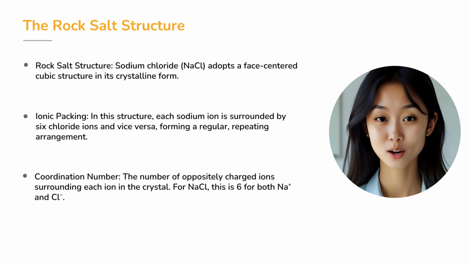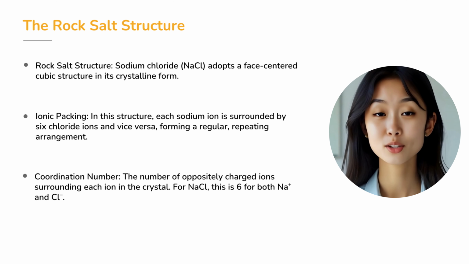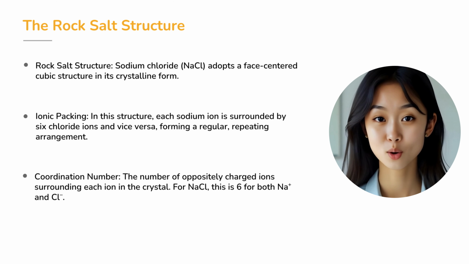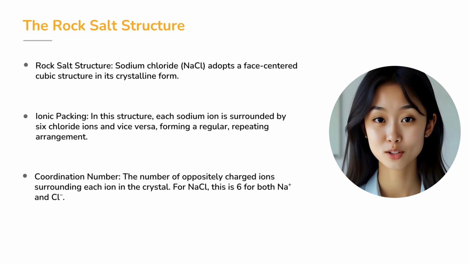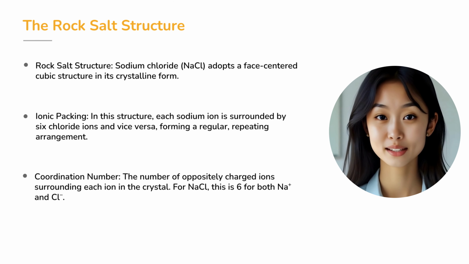Ever wondered what an ionic crystal looks like? Picture this. In sodium chloride, NaCl, the ions are arranged in a neat repeating pattern. This pattern is called the rock-salt structure. Sodium ions and chloride ions alternate in 3 dimensions, and each sodium ion is surrounded by 6 chloride ions and vice versa. This regular arrangement is what makes the structure so stable and gives sodium chloride its solid form.